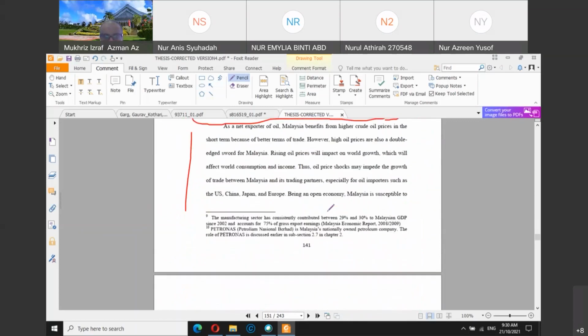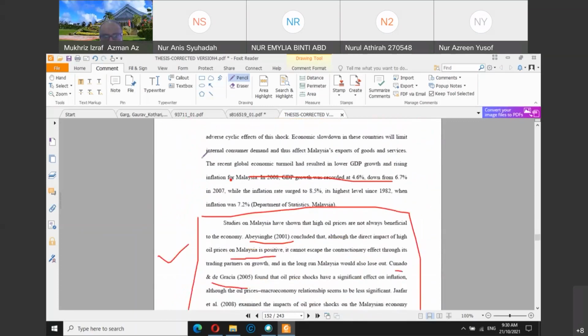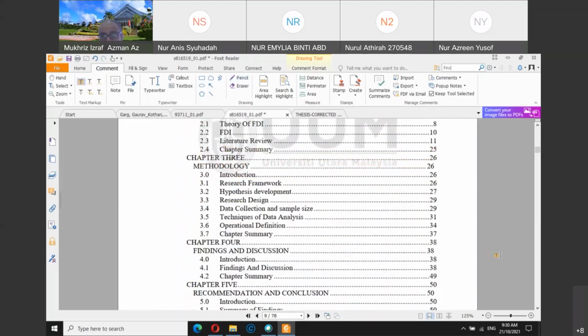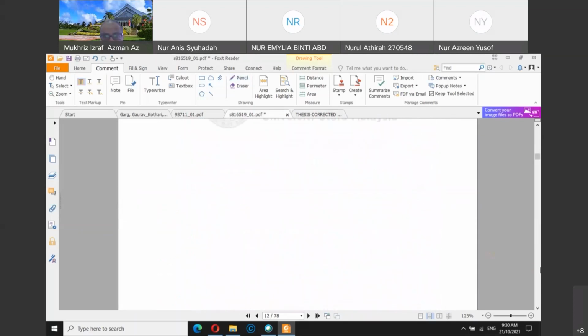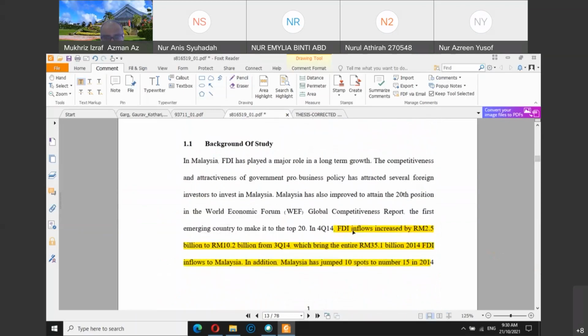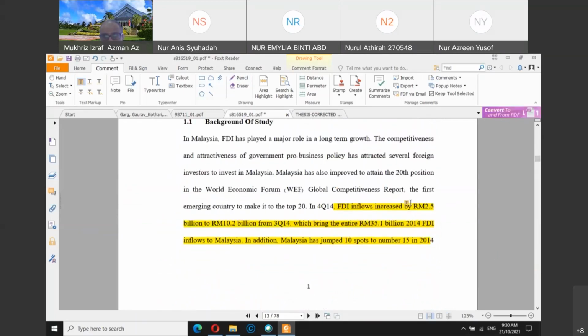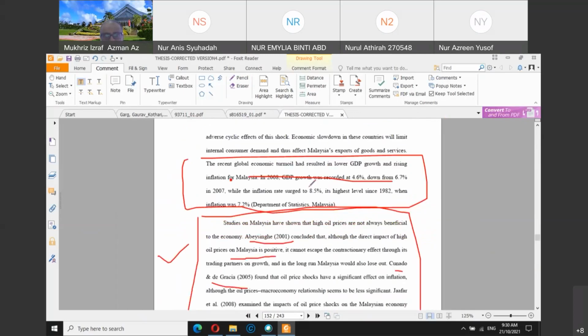So one of the important parts of the introduction is to provide some statistics. After all, we are in Malaysia, we are economics and agribusiness students. So in the master thesis that we referred to last Monday, the student provided some statistics to justify the importance of FDI to Malaysia. The same thing here, I provided some statistics to justify the impact of oil price fluctuations on the Malaysian GDP and so on.